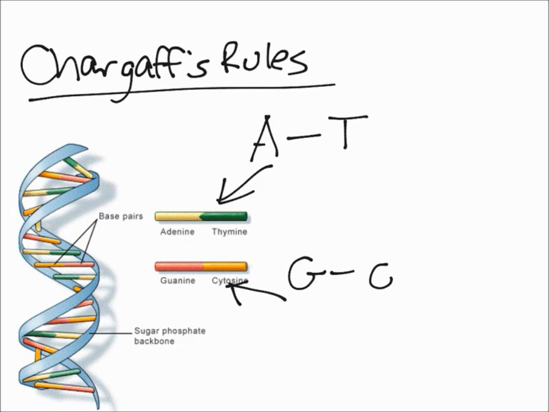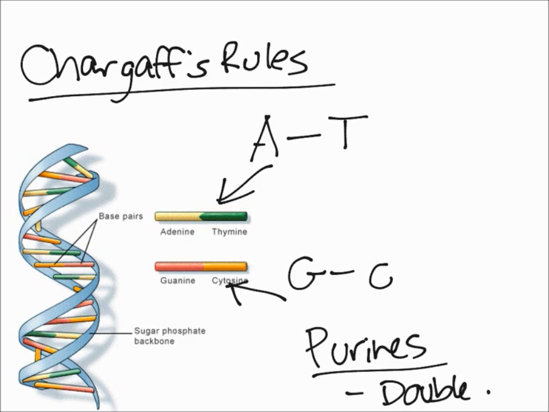And one thing I forgot to mention, purines are a double ring. They have a double ring structure, while pyrimidines are a single ring. And so there's a couple criteria for genetic materials. And so let's talk about that.